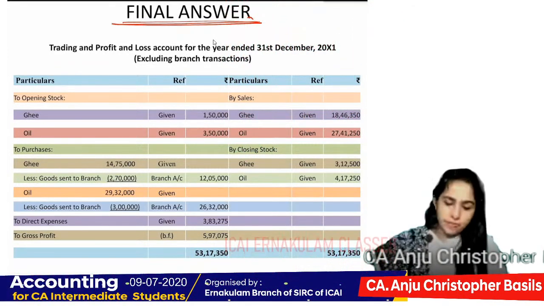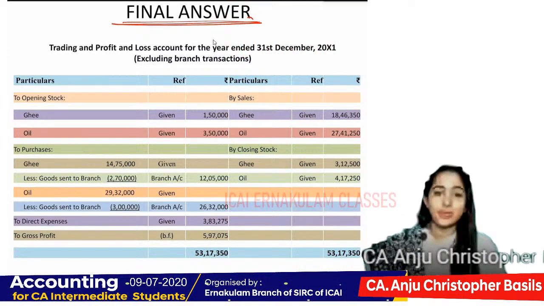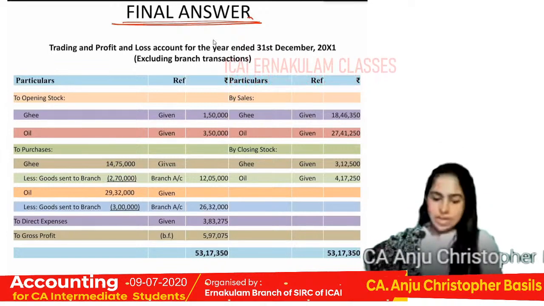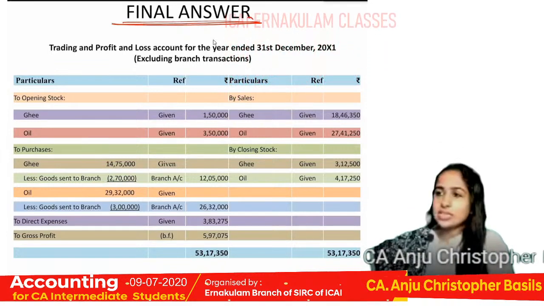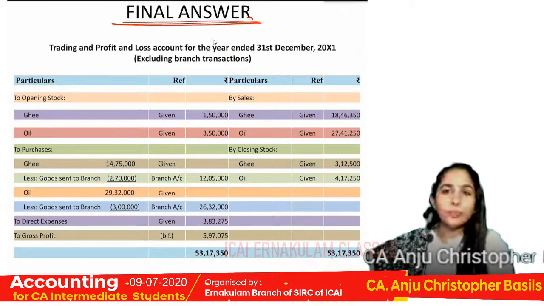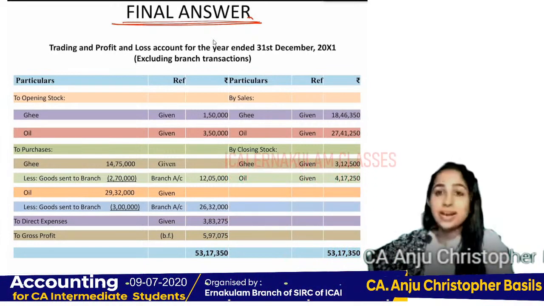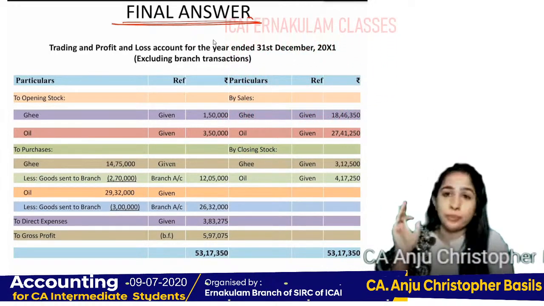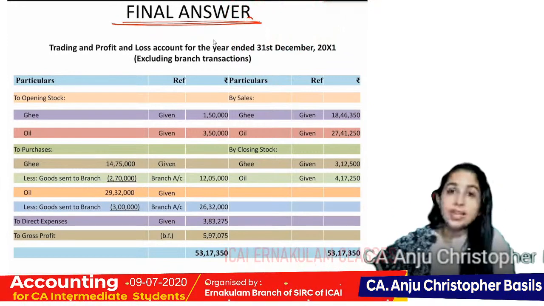53,032 is the final profit that you get. Good job, students. So all are clear with this, I guess. Now the next question is, you are asked to prepare the trading profit and loss account of the company. So listen over here.